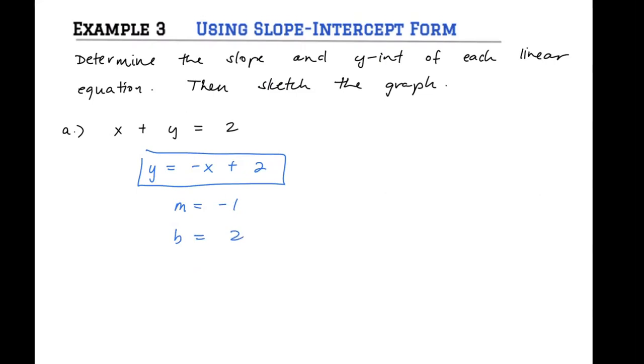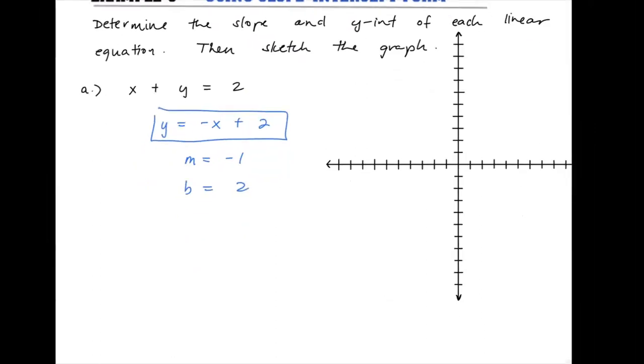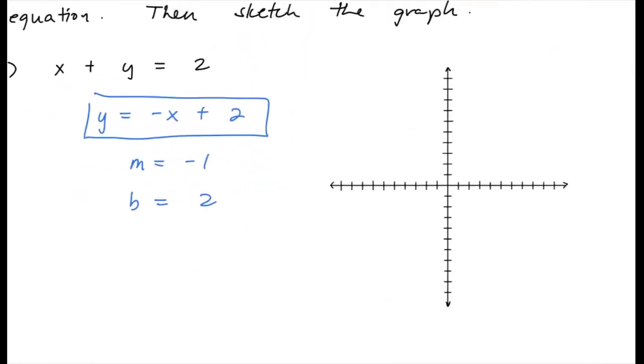So if I want to graph this, then what I'm going to do is, since this is my b, I'm going to start on positive 2. The slope is negative 1, so remember rise over run, so down 1 to the right 1. So if I go down 1 to the right 1 and plot another point, and then do it again, I could keep doing that forever if I wanted to, but just a few points is fine. And then using a ruler or straight edge, graph the line.